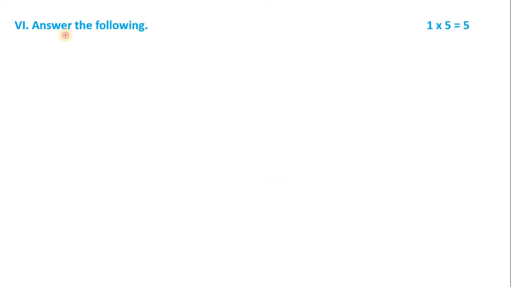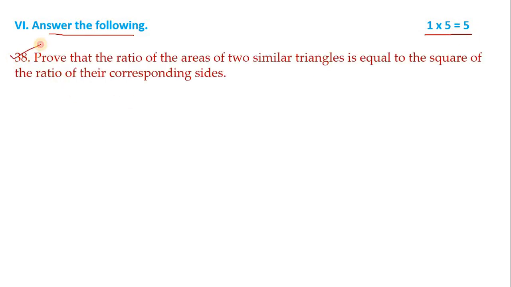Next let us move on to the next one. Answer the following. In this, one question will be there, a 5 mark question, that is the 38th one. Prove that the ratio of the areas of two similar triangles is equal to the square of the ratio of their corresponding sides. Children, this is a theorem on areas of similar triangles. I have already explained this theorem, and I will provide the link of that video in the description box under this video. So kindly watch.